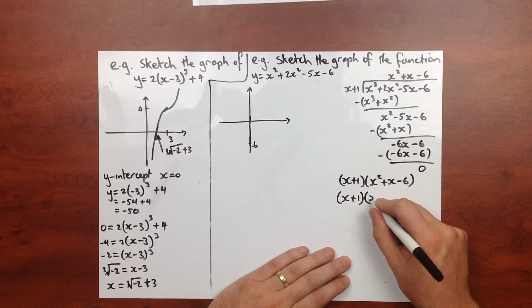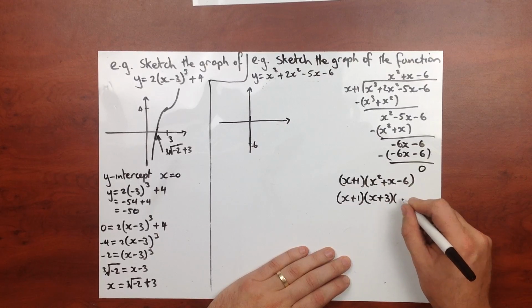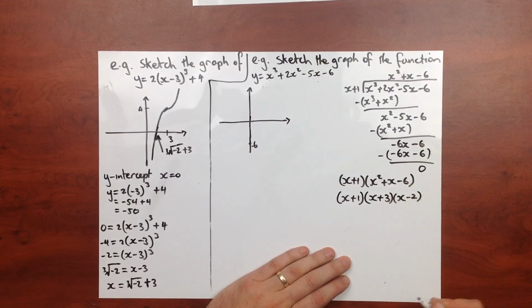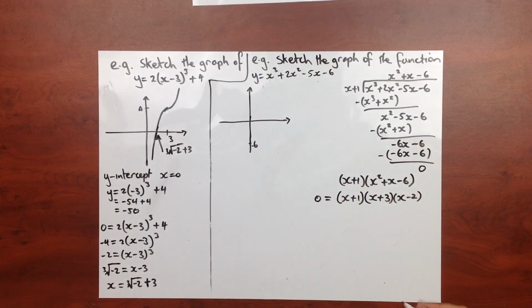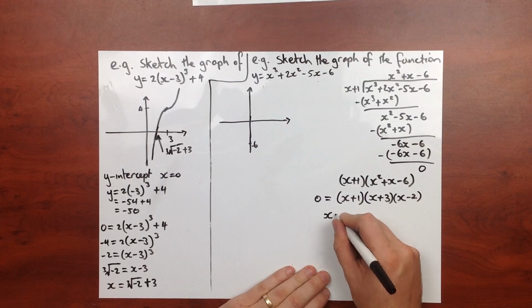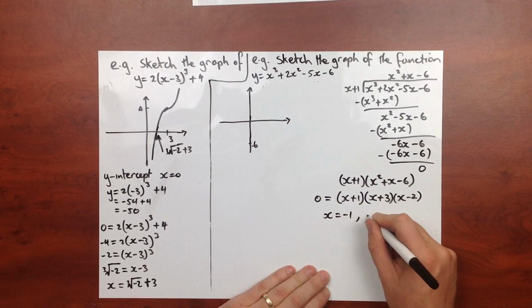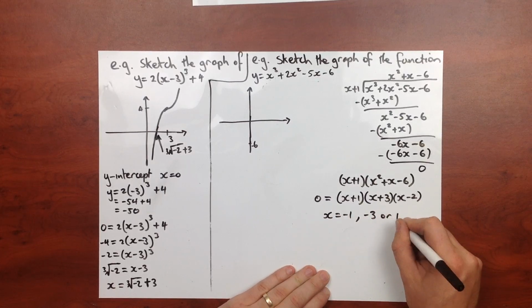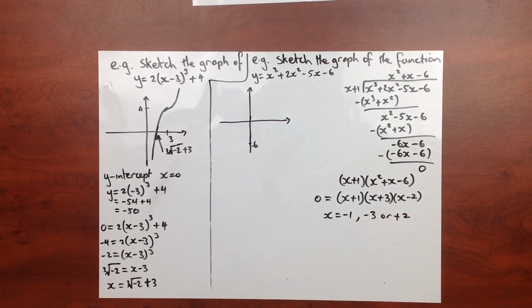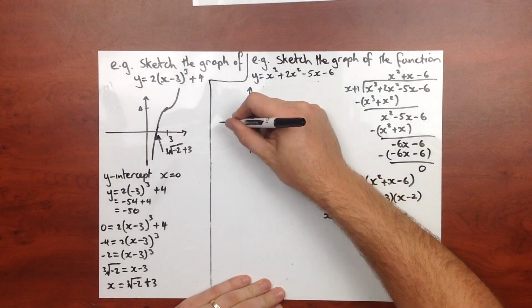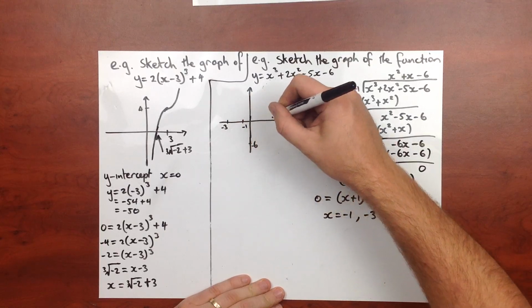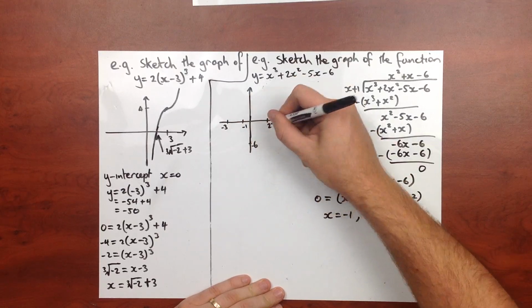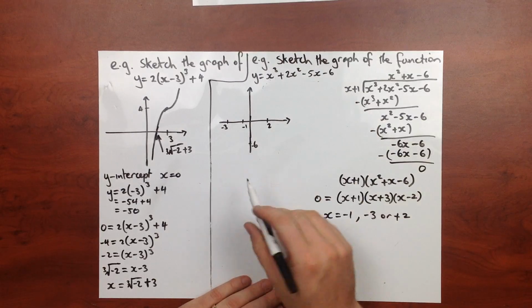Okay, which we can see is going to be x plus 3, x take 2. And remember, we're solving this for 0, so now we can say from our null factor law that x equals negative 1, negative 3, or positive 2. So now we know that we're going through negative 3, negative 1, and positive 2. And we know we go through negative 6 here.